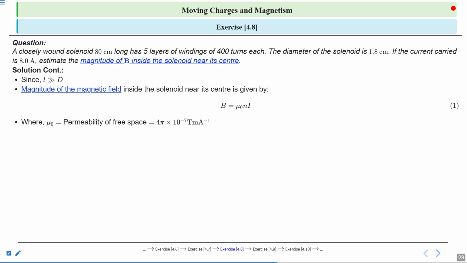Here mu naught is equal to the permeability of free space, equal to 4 pi into 10 to the power minus 7 Tesla meter per ampere. Small n is equal to the total number of turns per unit length, which is equal to capital N upon L. So equation 1 becomes B equal to mu naught capital N upon L into I.